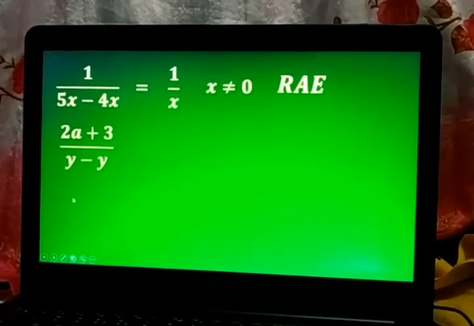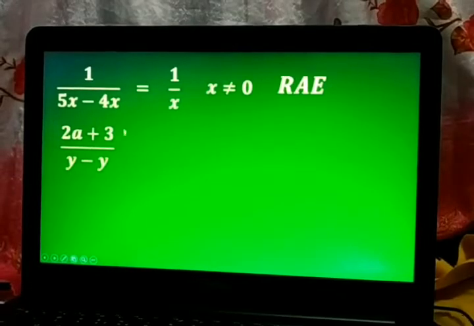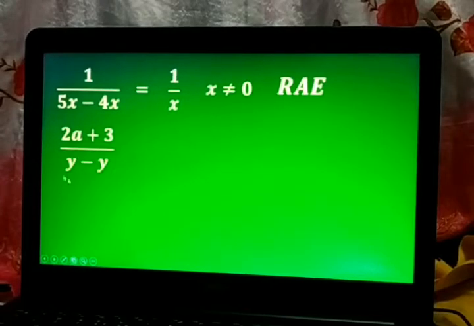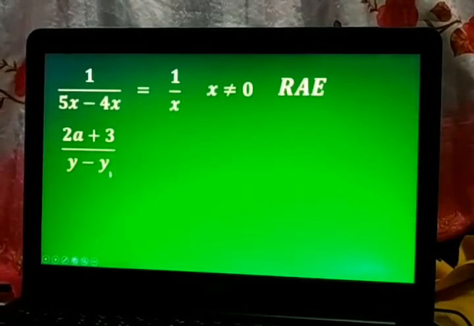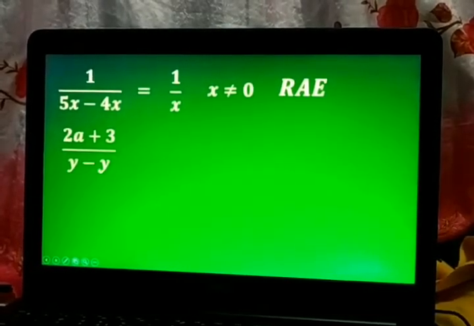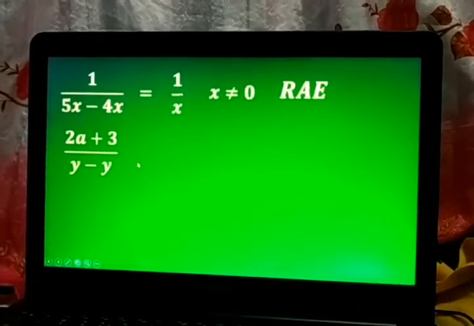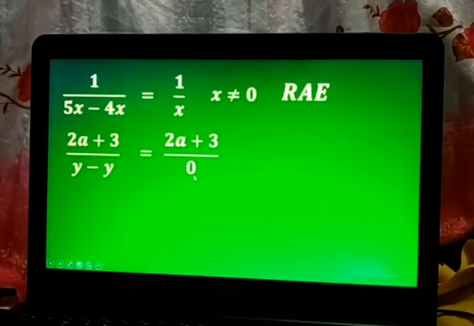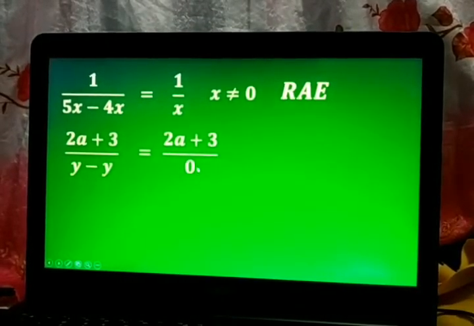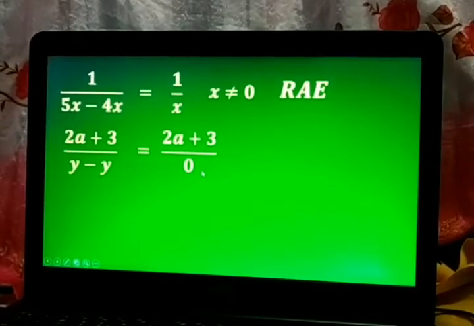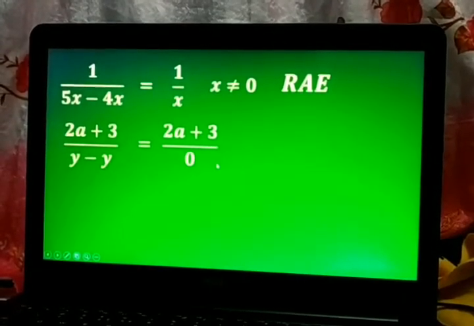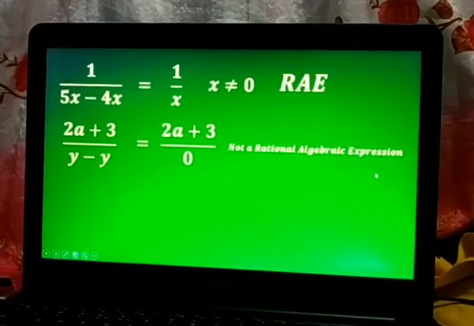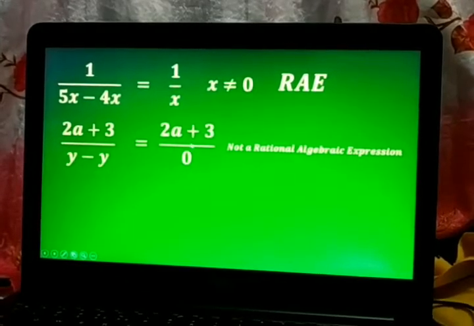Next, we have 2a plus 3 over y minus y. Is this in ratio form? Yes. But take note of the denominator. Let's process them because they are of the same variable. y minus y will become 2a plus 3 over 0. Take note of the denominator 0. We should not have a denominator which is 0. And so, 2a plus 3 over y minus y is not a rational algebraic expression because it has a denominator of 0.